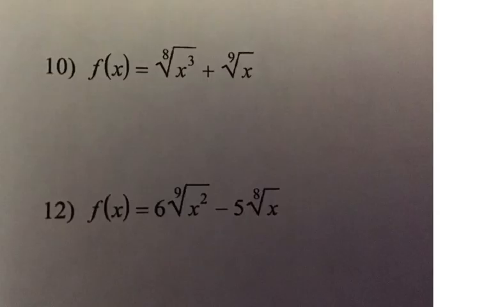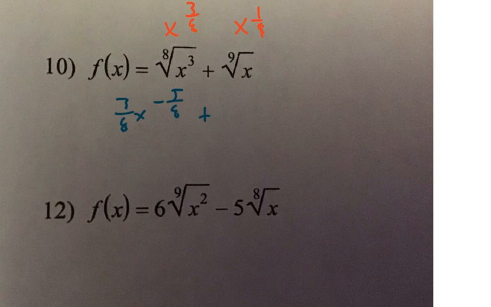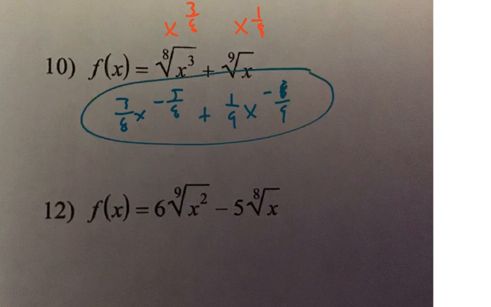And finally, we got 2 more, I believe. This one I'm going to rewrite as x to the 3/8. This is x to the 1/9. So I'm going to get 3/8, x to the negative 5/8, plus 1/9, x to the negative 8/9. Again, ask your teacher if you need to rewrite without the negative powers.